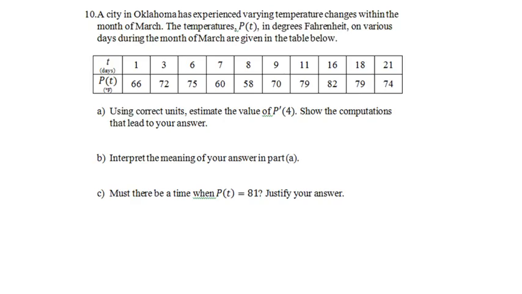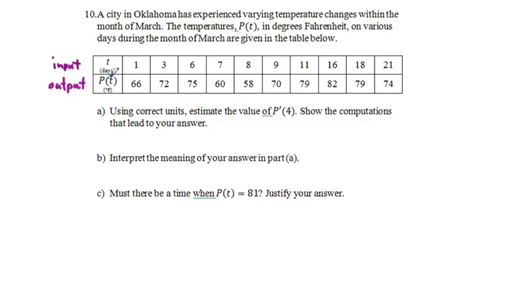Next problem, 10. A city in Oklahoma has experienced varying temperature changes within the month of March. Temperature P of T in degrees Fahrenheit on various days during the month of March are given in the table below. And so what we have to look at when you have a table like this, you have to look at input, output. And so our input in time is usually our independent quantity. So we'll call this our input value here, and then our output is this lower row. And so you're trying to estimate the value of p prime of 4. Show the computations that lead to your answer.